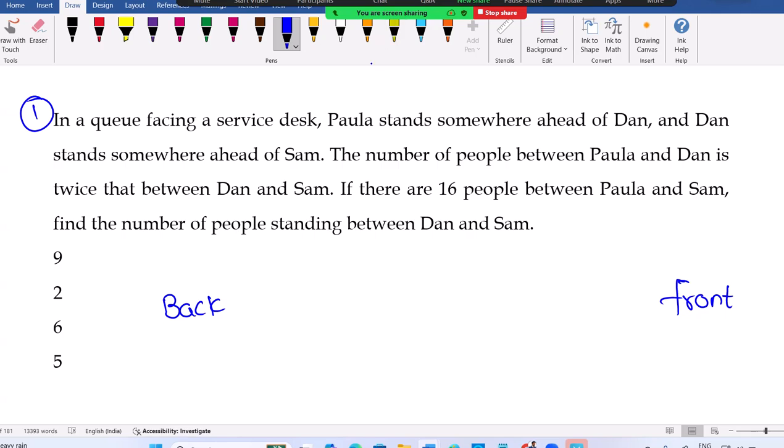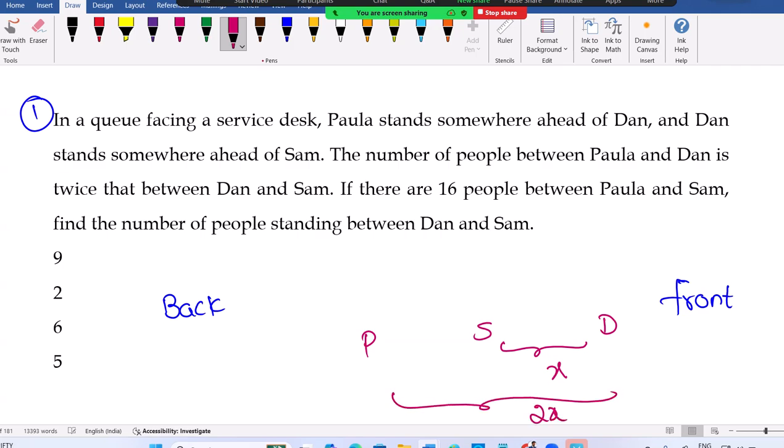Right. So now see here, they gave one data: Dan stands somewhere ahead of Sham. So wherever Sham is, the head means this is the front side. Somewhere, we don't know how many. The number of people between Paula and Dan is twice the number of people between Dan and Sham. So between Dan and Sham, there are a number of people, let's say X. And between Paula and Dan, it is twice. See, again, it can be like this. Paula can be in this way.